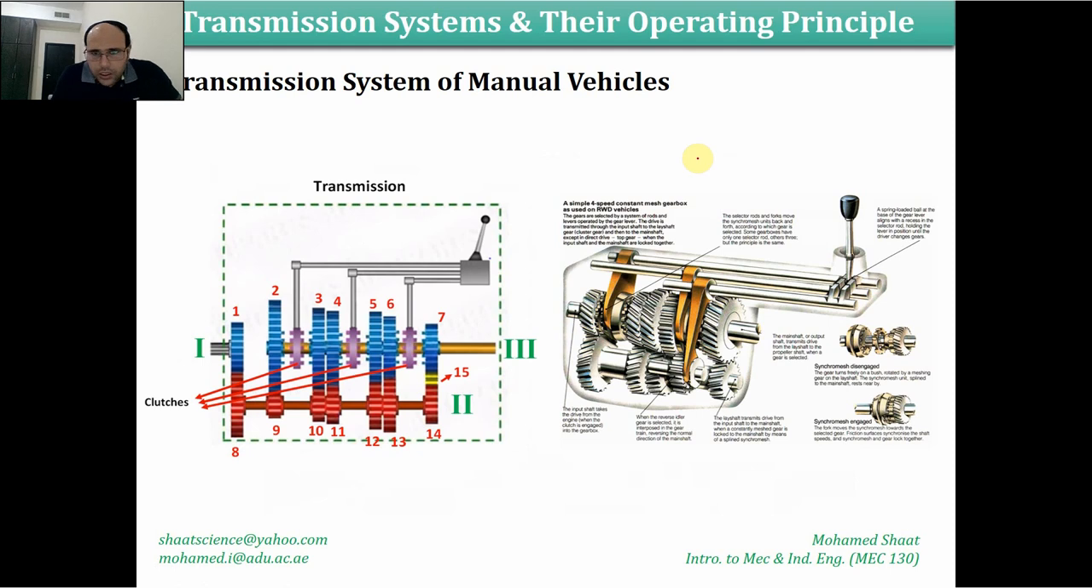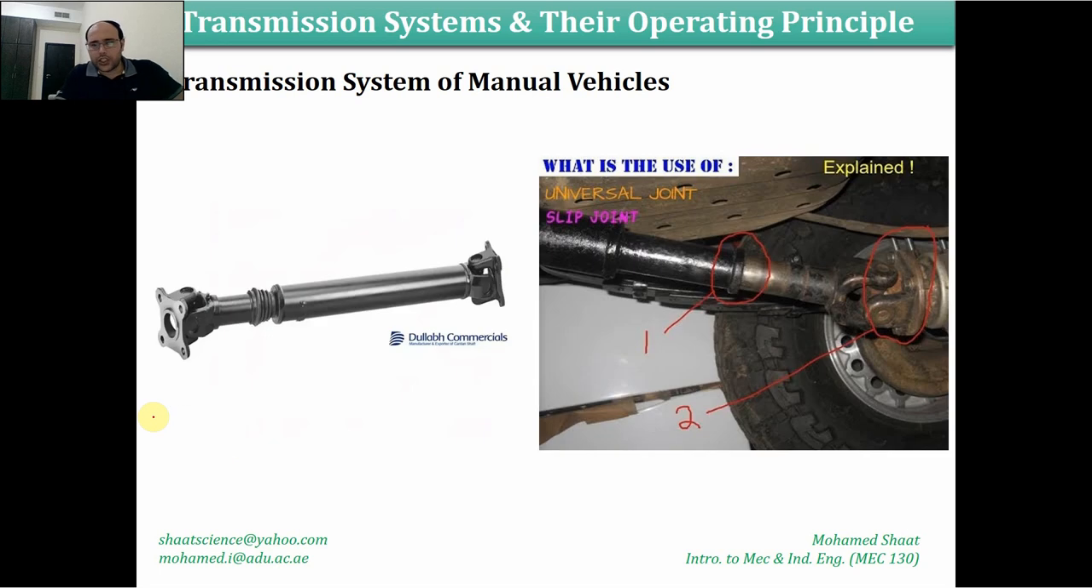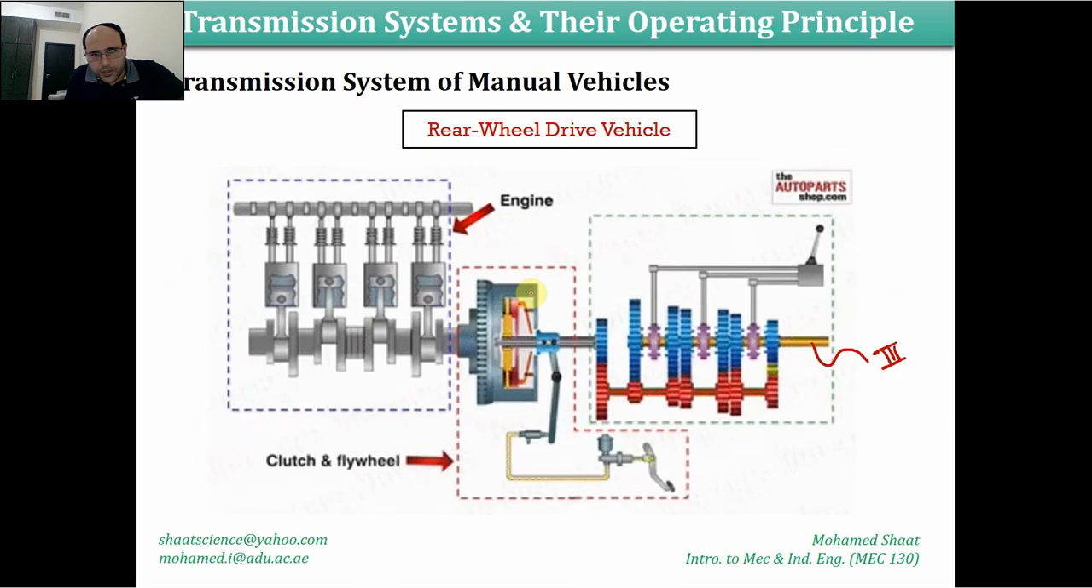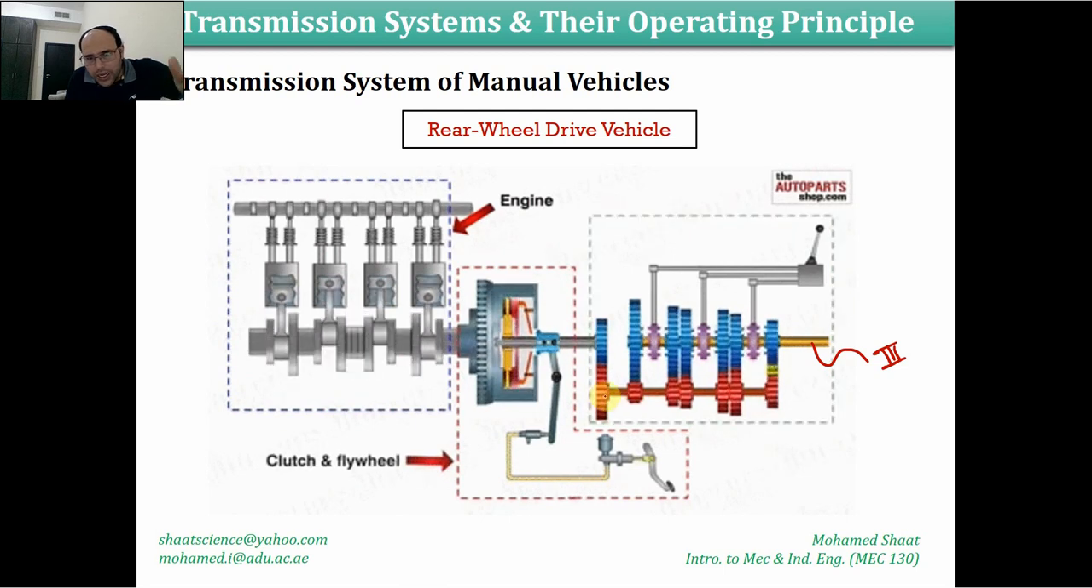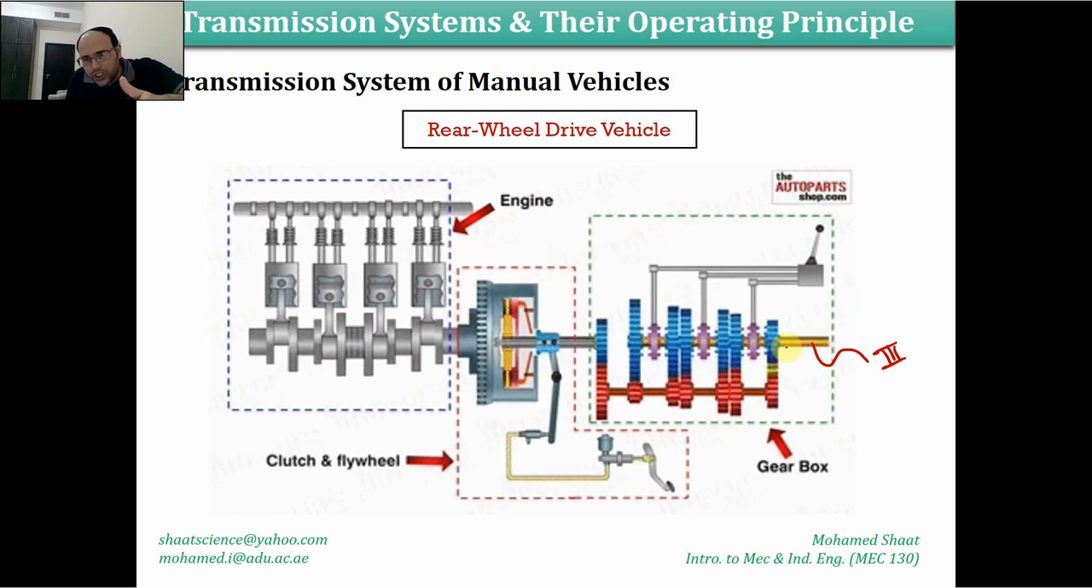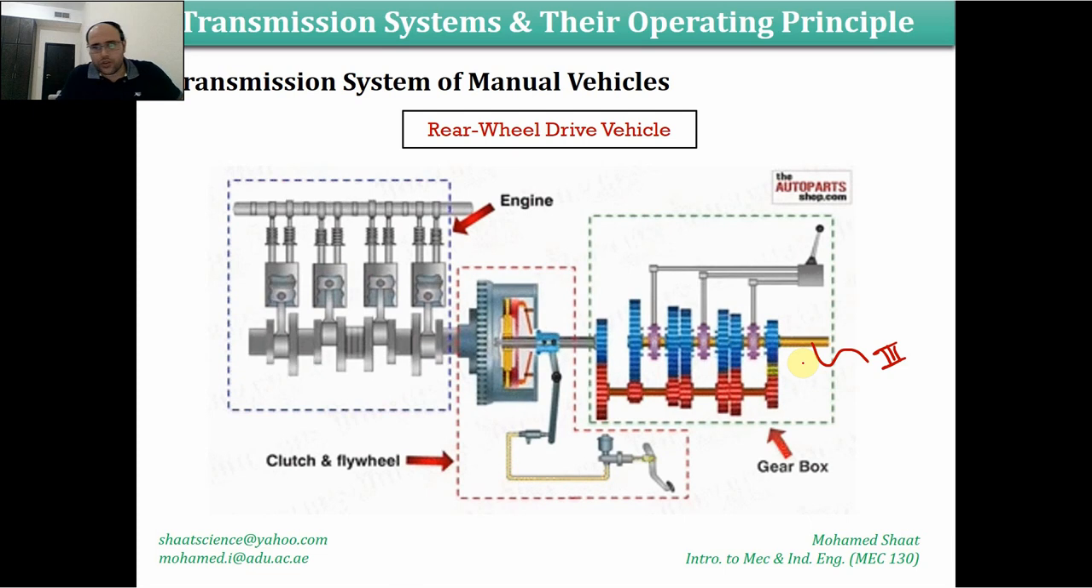So let us here focus on the transmission system and understand how it works. Forget about this diagram on the right. Let us focus on this thing. So remember, just to recall the different shafts that we have discussed. What is shaft one? This shaft one is the one that is connected to the clutch, which should be this shaft. So we're gonna give it one in terms of Latin numerals. This is shaft one, this is shaft two, and this is shaft three, which should then be connected to the propeller shaft.